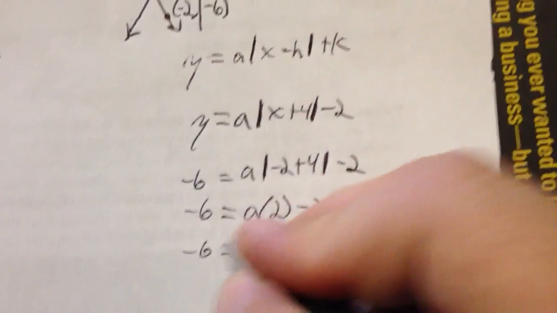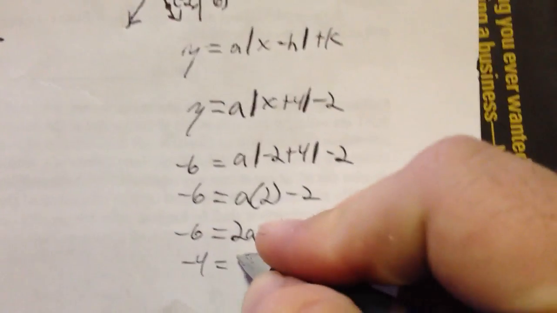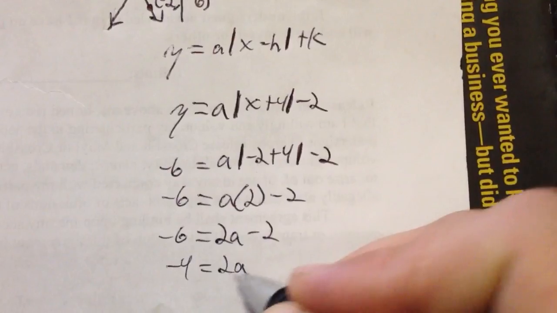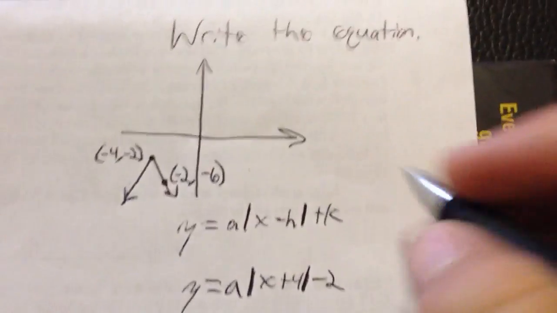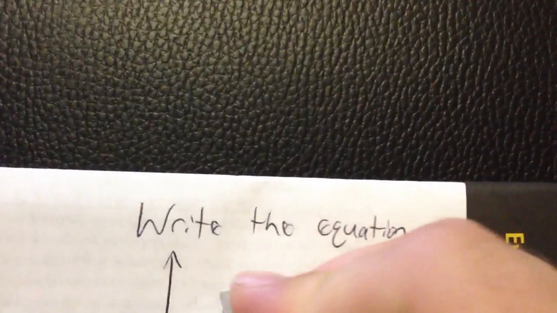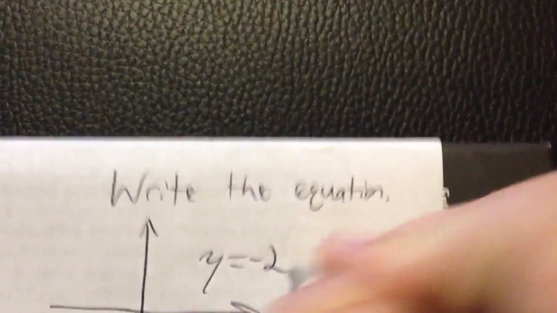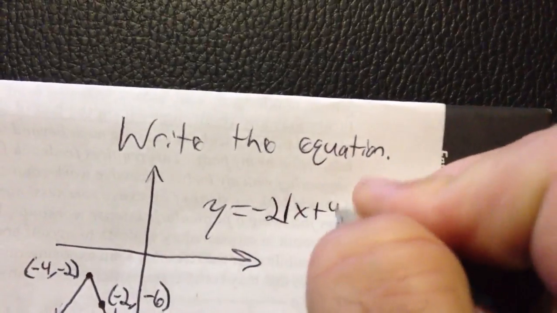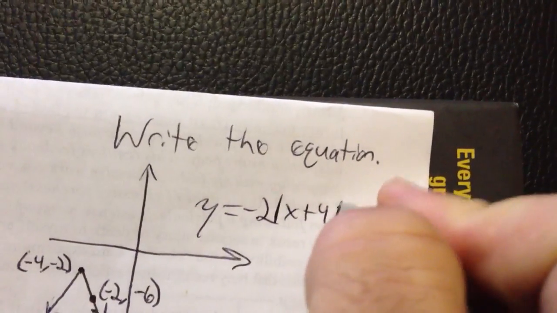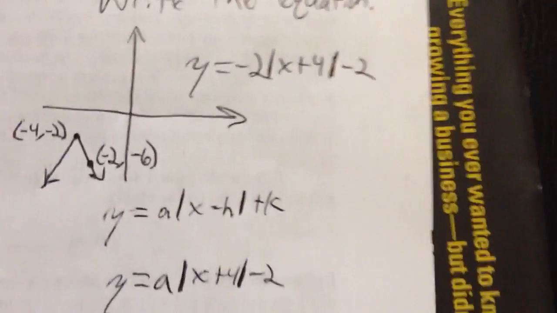Add the 2 to this side, it gives you negative 4, 2a here. Then you divide by 2. When you divide by 2, it gives you negative 2 for our a value. So my final answer for this problem would be y equals negative 2 multiplied by the absolute value of x plus 4 minus 2 on the outside.